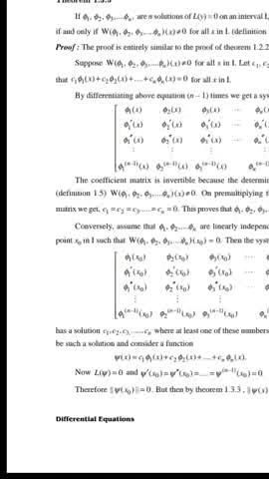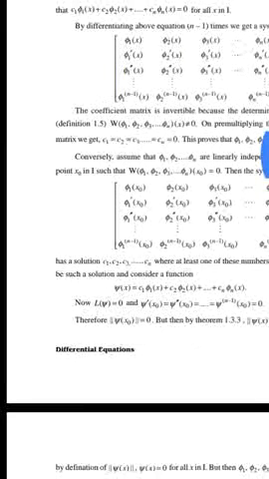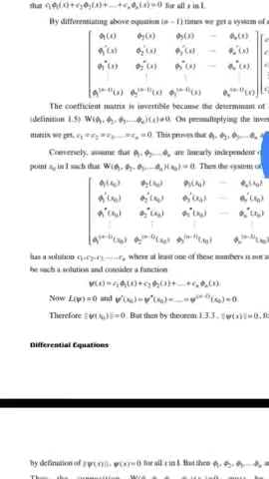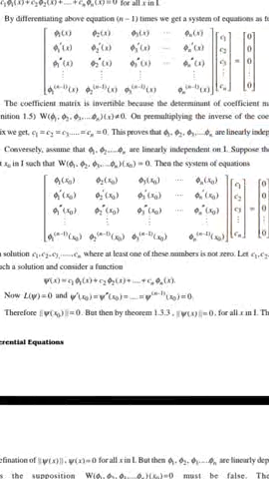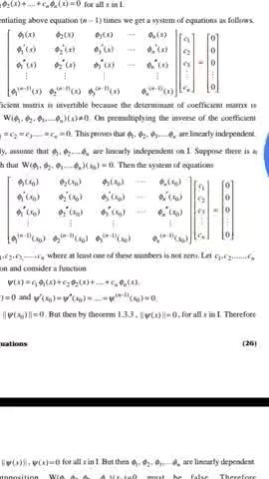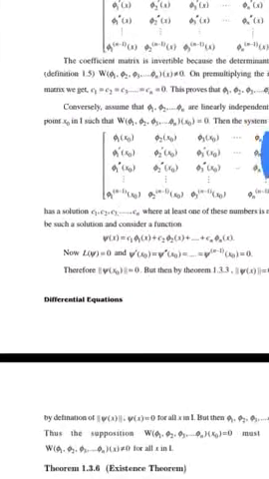the Wronskian of phi1, phi2, phi3, ..., phi n of x, which is not equal to 0. On pre-multiplying by the inverse of the coefficient matrix, we get c1 equal to c2 equal to c3 equal to ... equal to cn equal to 0. This proves that phi1, phi2, ..., phi n are linearly independent.